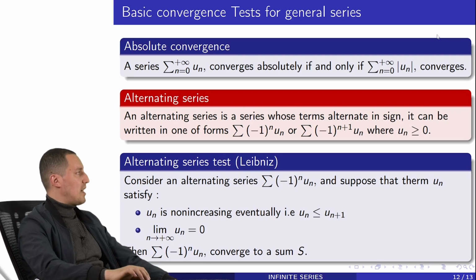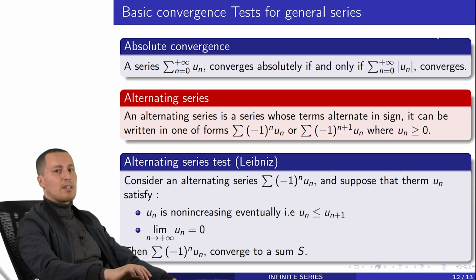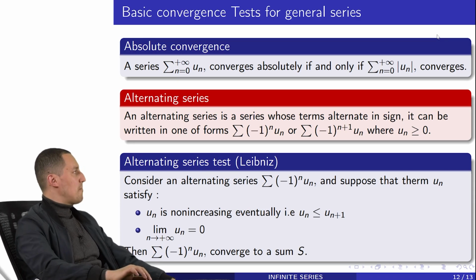Now we will show the general series. It means that the series has two different signs, positive and negative. Essentially, we will see the concept of absolute convergence. It relates to the fact that the infinite series converges if the absolute value of the terms converges, which means that the infinite series converges.